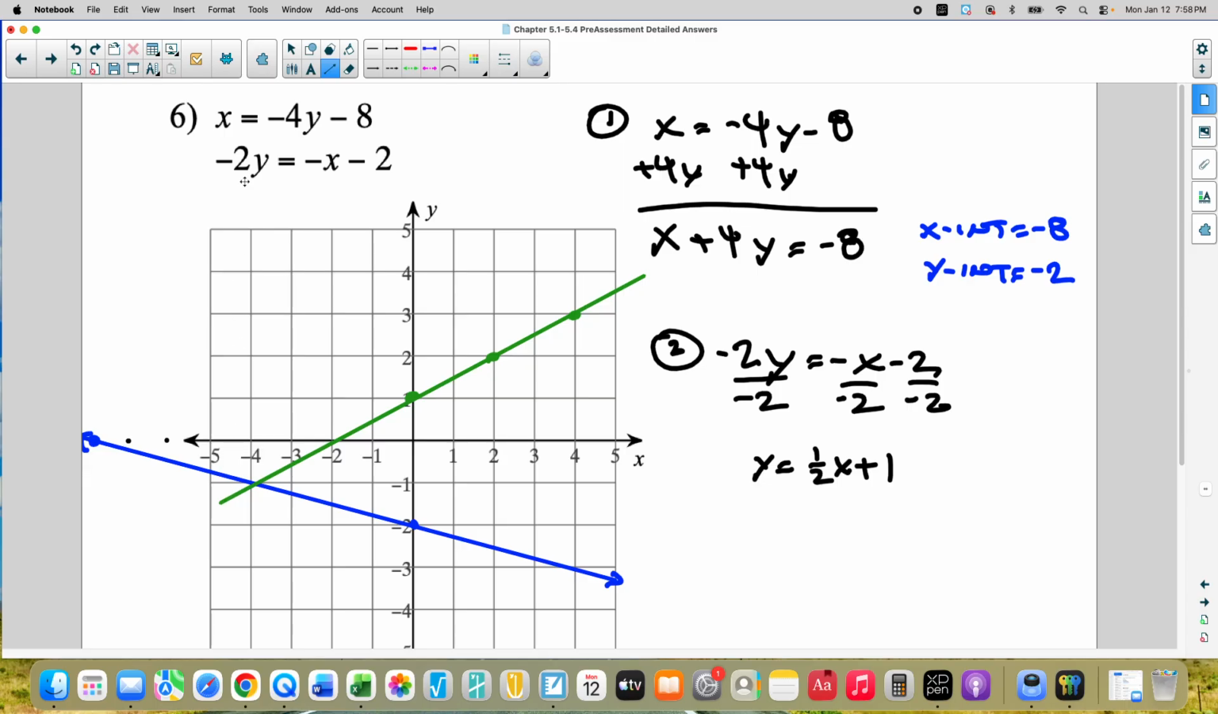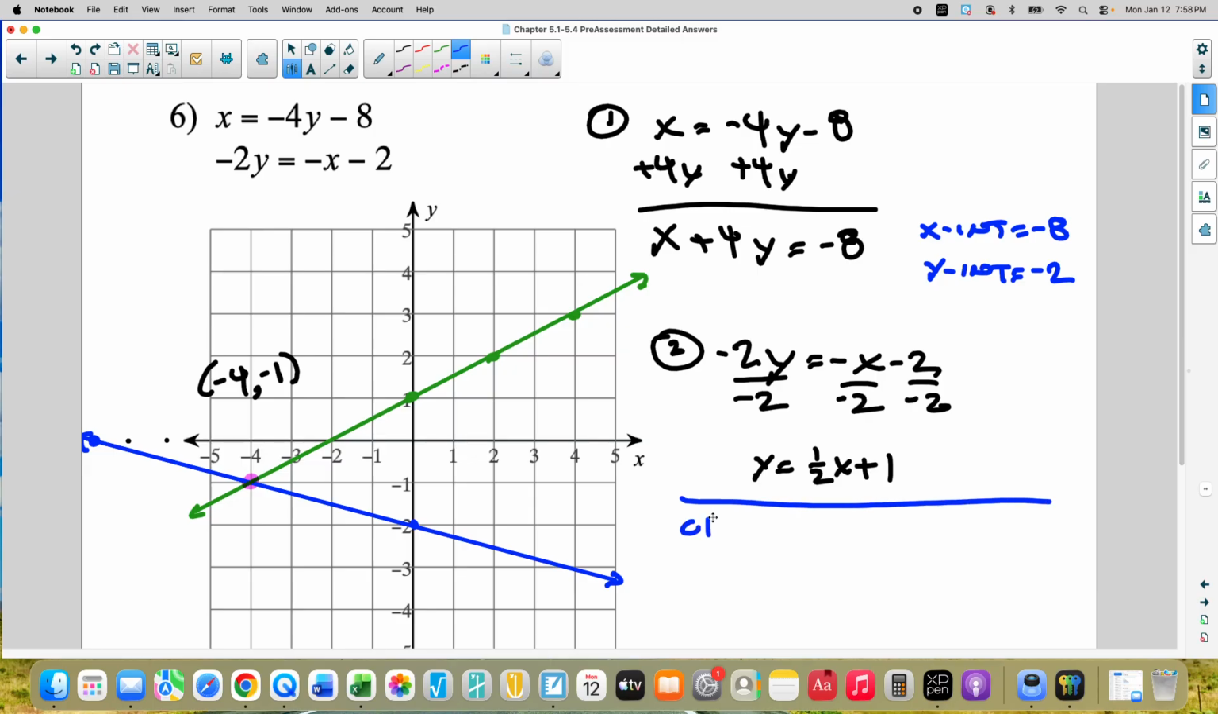Oh, wow, that was tight. Look at that. Bam, on the money. Nice. Not bad, if I say so. Not bad. So that is the point of intersection, and that is (-4, -1). So let's check our equations.